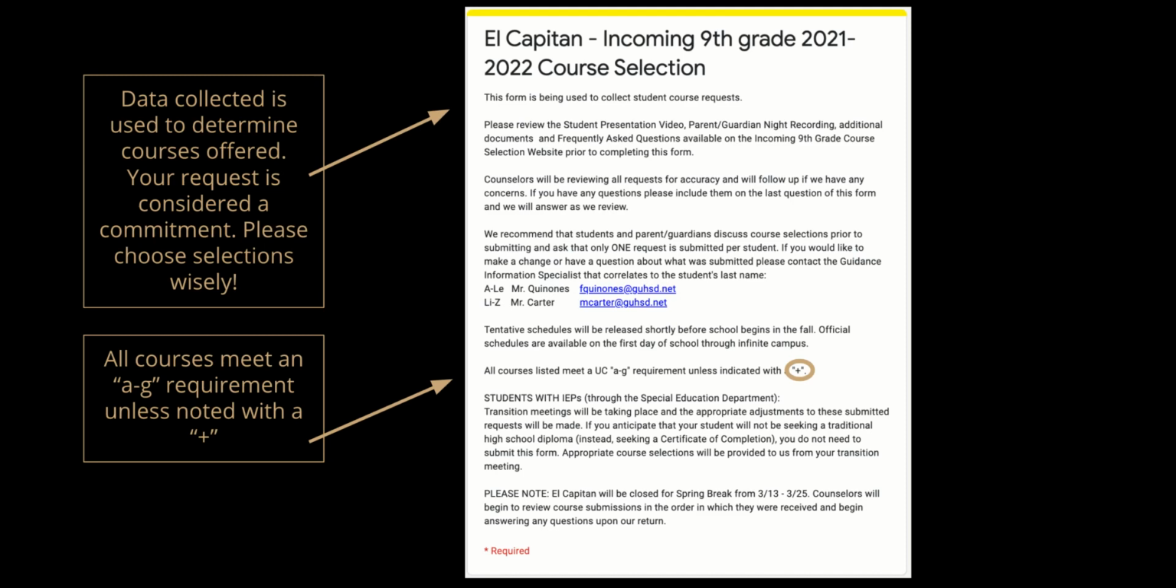If your student will not be seeking a traditional diploma, but instead seeking a certificate of completion, you do not need to submit this form. This form is going to be for those seeking a traditional diploma. But we will be getting your students' course selection requests directly from our advocate teachers and making sure they're exactly where they need to be.